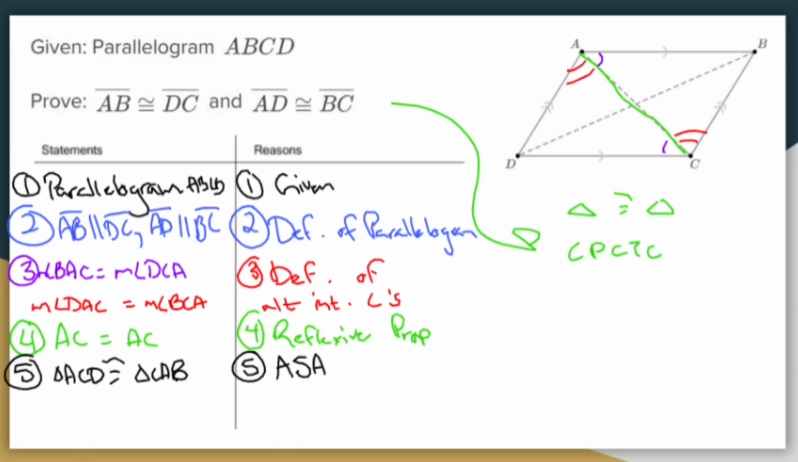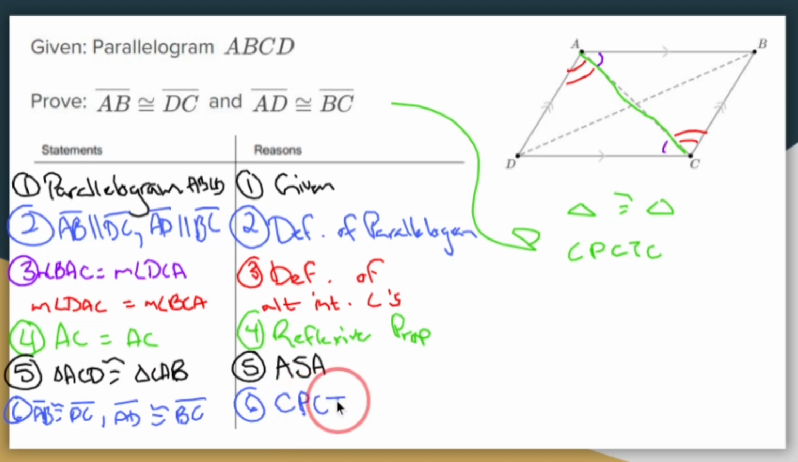And since these guys are completely congruent, now we could say AD is congruent to BC, and AB is congruent to DC, and that is corresponding parts of congruent triangles are congruent. All right? So again, this is one of those proofs where you're proving an actual theorem.